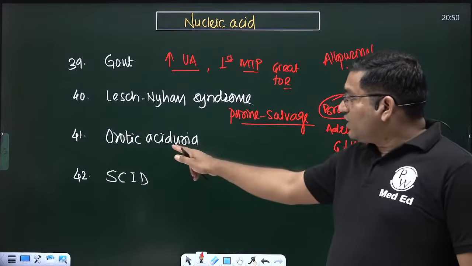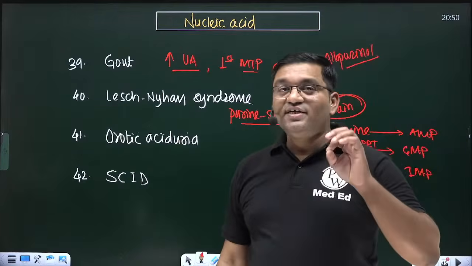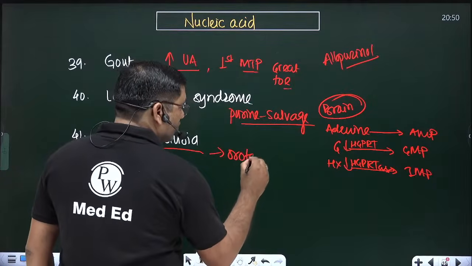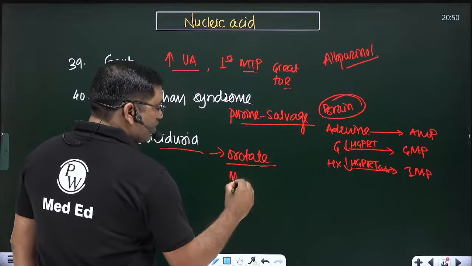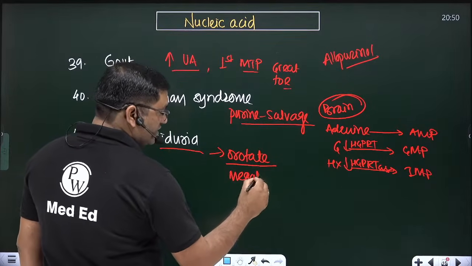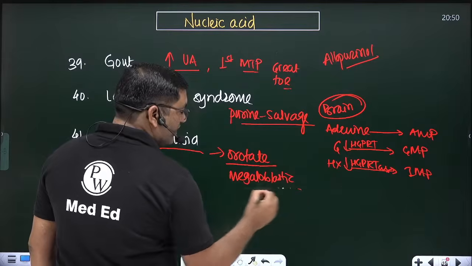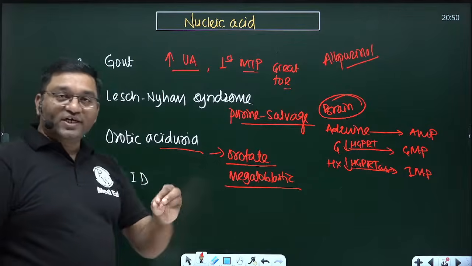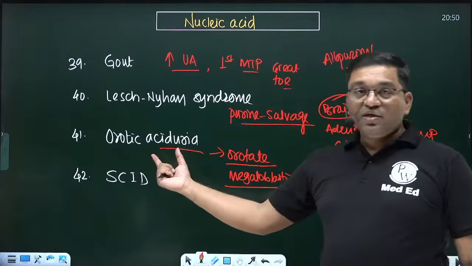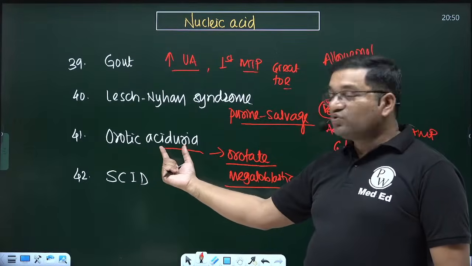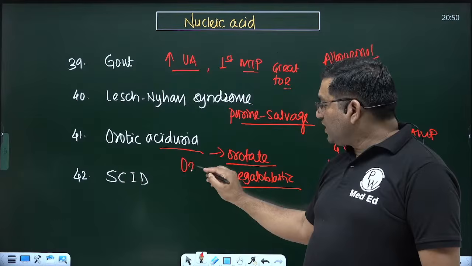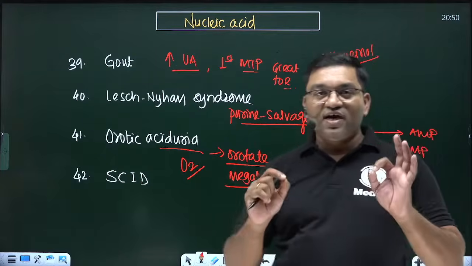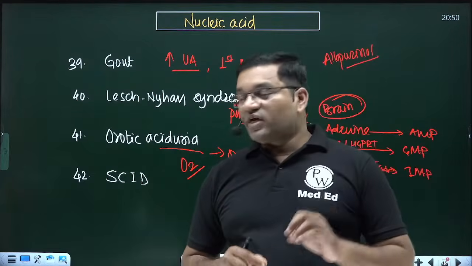Orotic aciduria is a disease related to pyrimidine nucleotide synthesis. There is orotic acid excreted in the urine, and megaloblastic anemia, because decreased nucleotide synthesis hampers DNA synthesis. This is because of a defect in the pyrimidine nucleotide synthesis pathway, in two enzymes, OMP decarboxylase and OPRTase, orotate phosphoribosyl transferase.